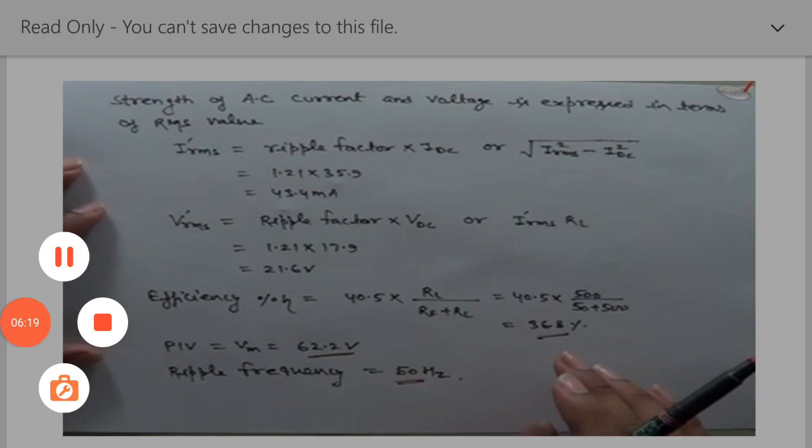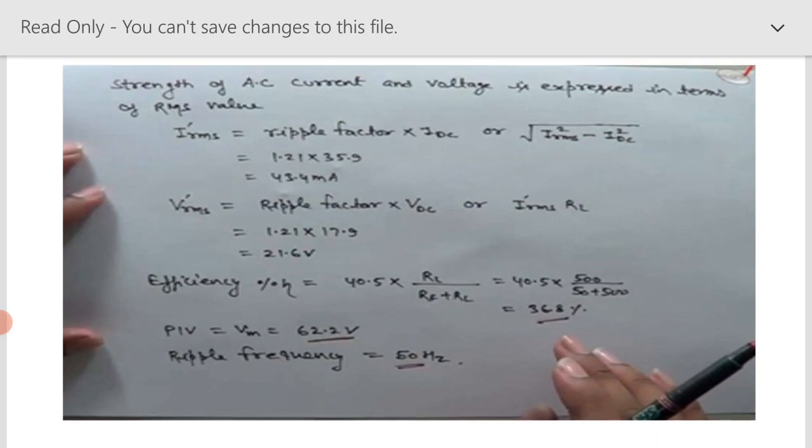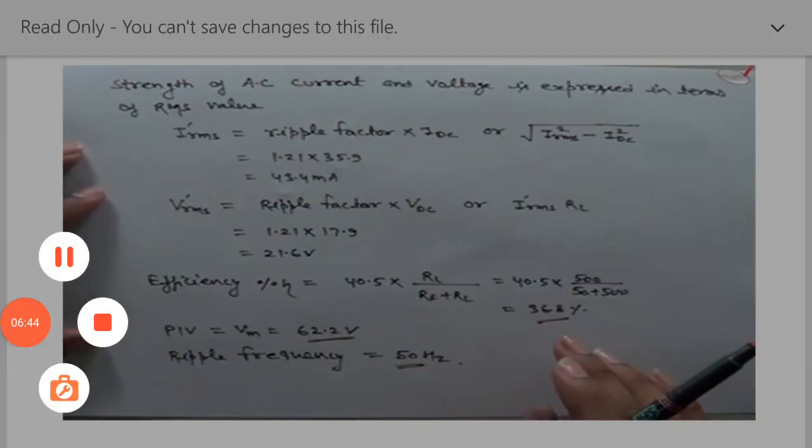Efficiency is equal to 40.5 into RL upon Rf plus RL. So we put only the values of load resistance and diode resistance. 40.5 into 500 divided by 50 plus 500 gives 36.8% efficiency. PIV is equal to Vm, which is 62.2 volt. Ripple frequency is equal to 50 Hz.